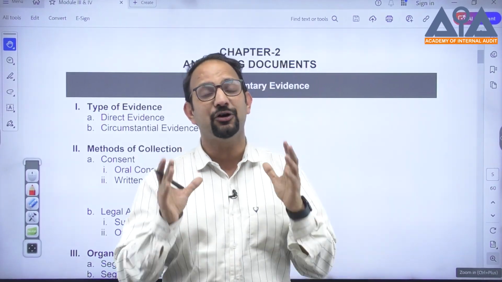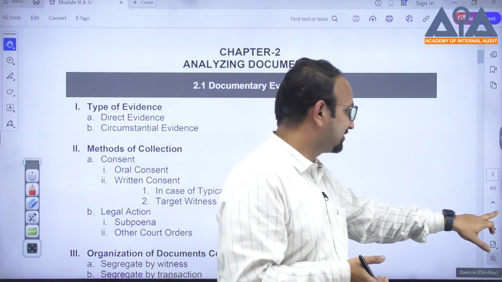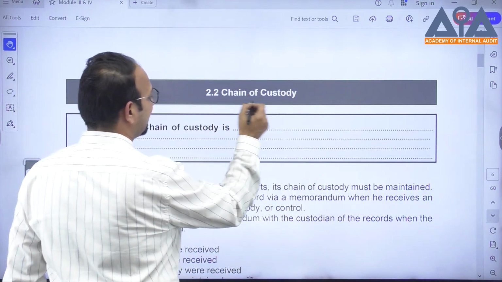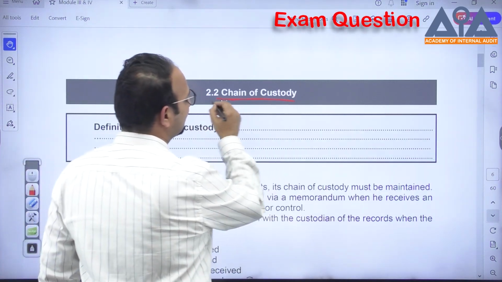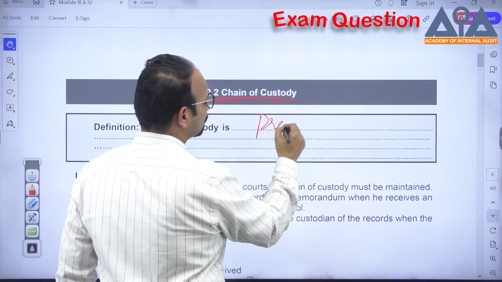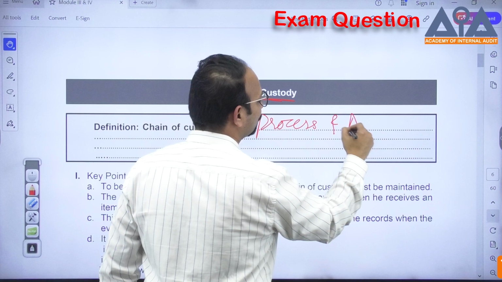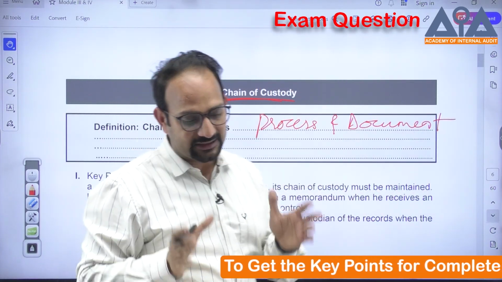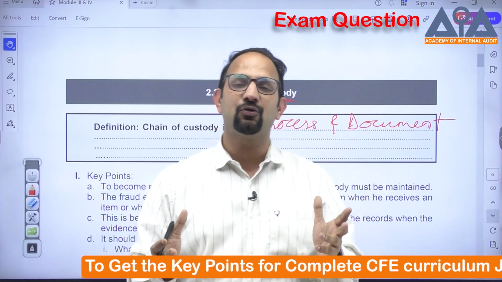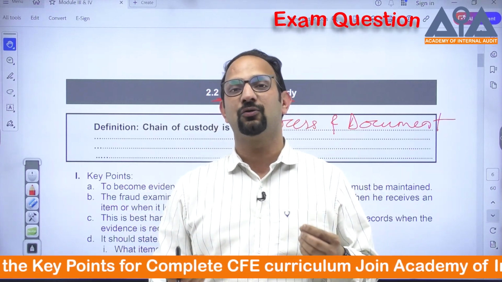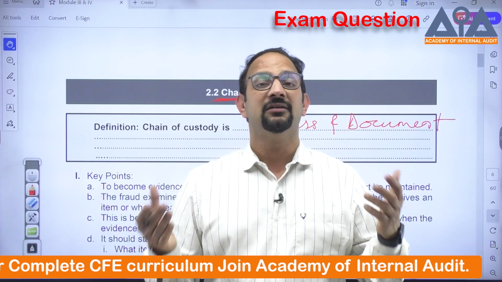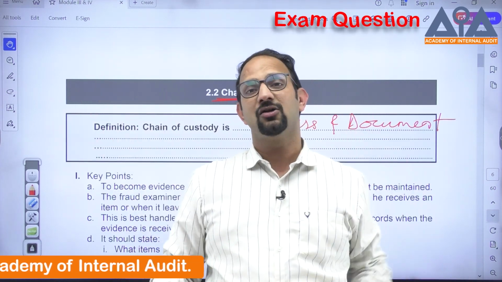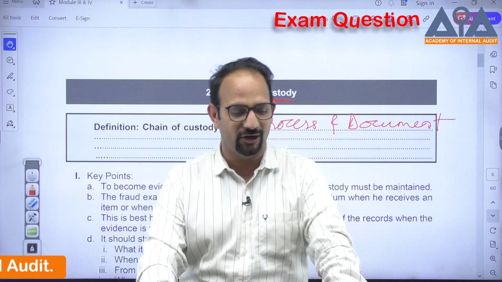Moving on to the next important point from the examination point of view, the chain of custody. What is the chain of custody? Chain of custody is the process and document which guides how the document was held and how the document was used from the date it was obtained till the date it is presented in the court. As simple as that. That is called the chain of custody.